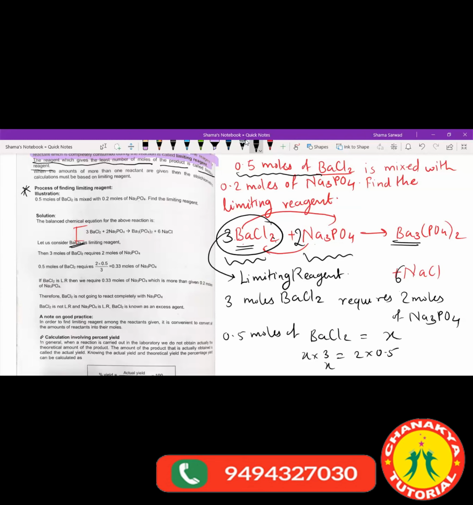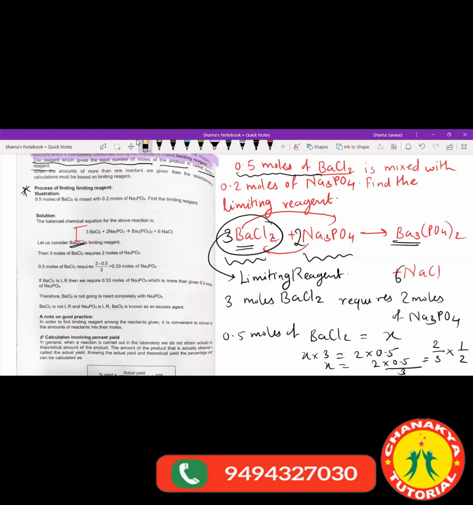And X is equal to what then? 2 into 0.5 upon 3. Correct? Come on, tell me how much it will be now. 2 by 3 is 0.33. I can write in this manner also, simplify it: 2 by 3 as it is. And 0.5 is nothing but 1/2.